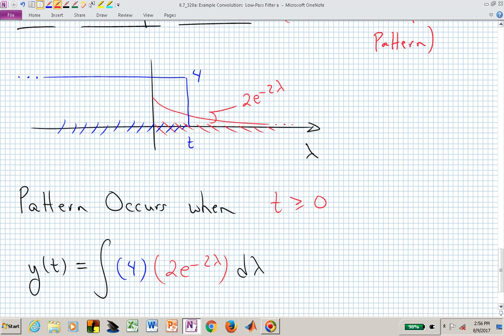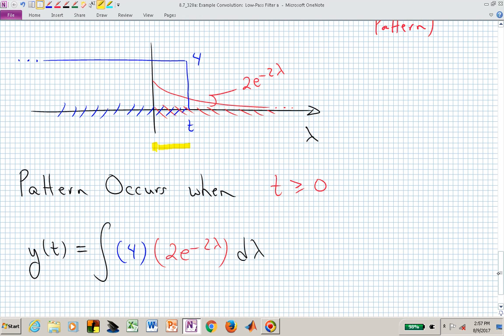We have the product of x of t minus lambda, which has a functional value of 4, times the functional value of our impulse response of the low-pass filter, which is 2e to the minus 2 lambda. And this is now going to be integrated from the low end of our overlap interval, which is lambda equal to 0, up to the value of this variable t in our overlap picture. So now we're going from lambda equal to 0 up to lambda equal to t.